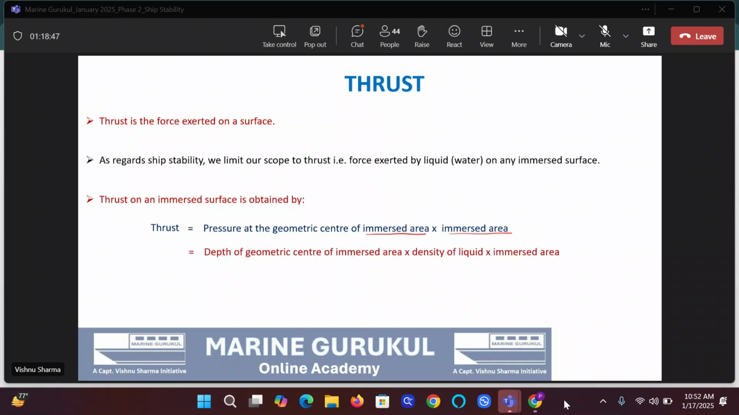And we just said what the pressure is. Pressure will be the depth of the GC of the immersed area from the liquid level multiplied by the density of the liquid. This becomes the pressure, guys. Pressure multiplied by area gives you thrust. The unit of thrust is tons. This also you have done in pre-C, guys. Are you able to connect now? Anybody has any questions? Okay.